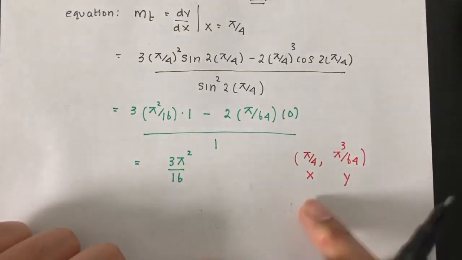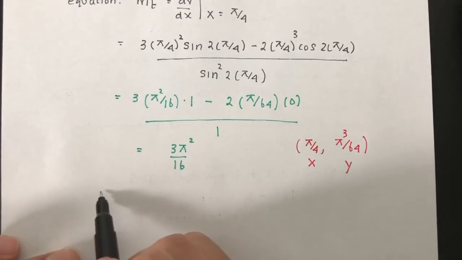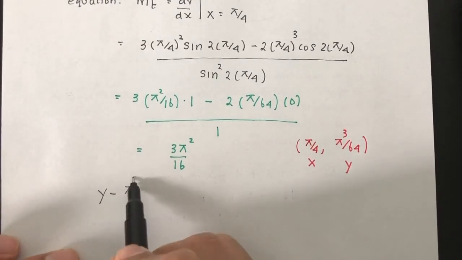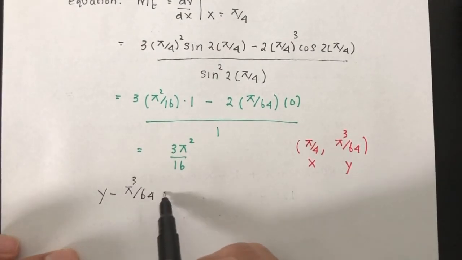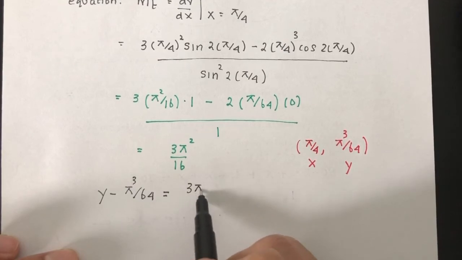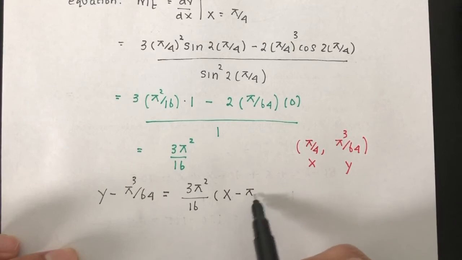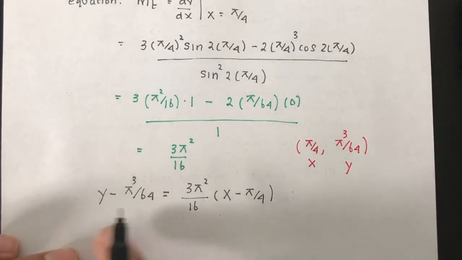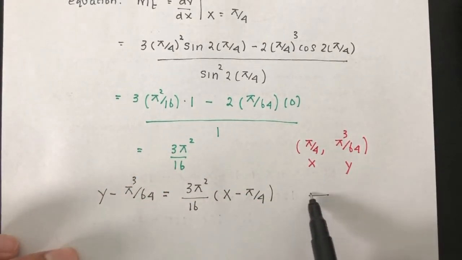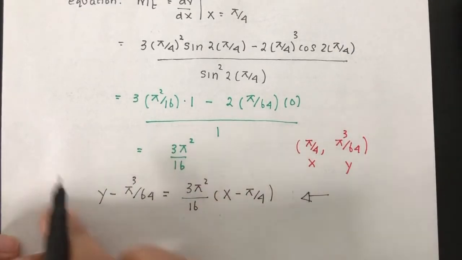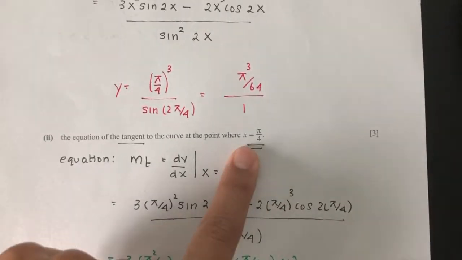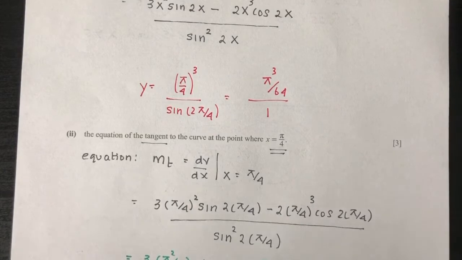So finally, using that point, you can find your equation. So y minus pi cube over 64 equals 3 pi square over 16 times x minus pi by 4. Okay, so you can leave the answer just like this. It is enough for your marks. That will be your equation of your tangent at this point. That will be your question number 3.